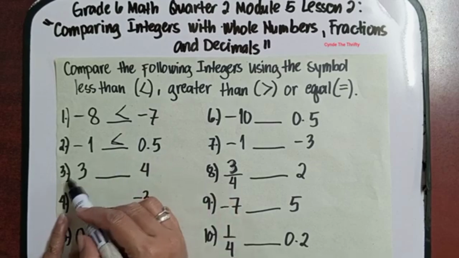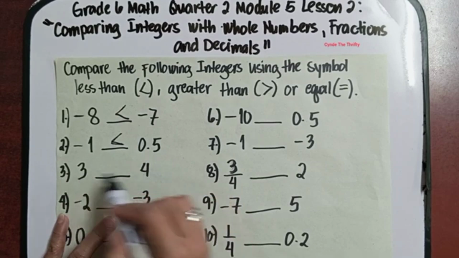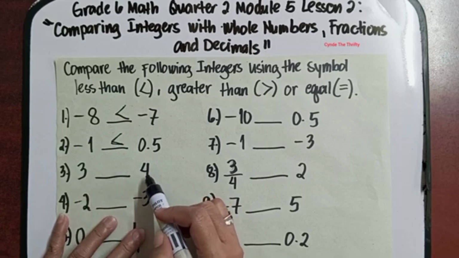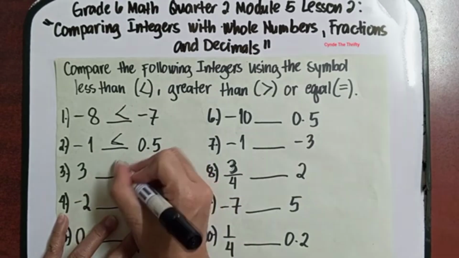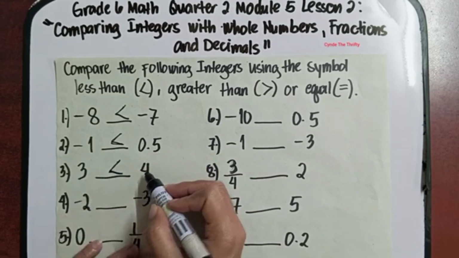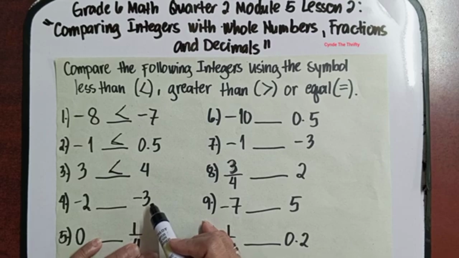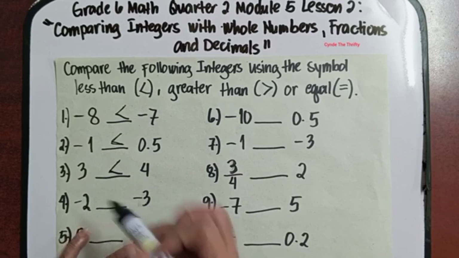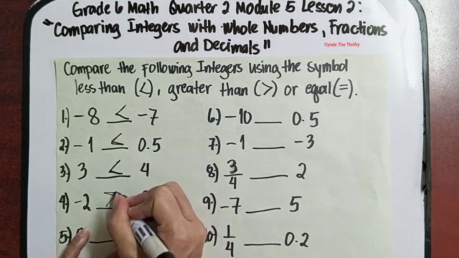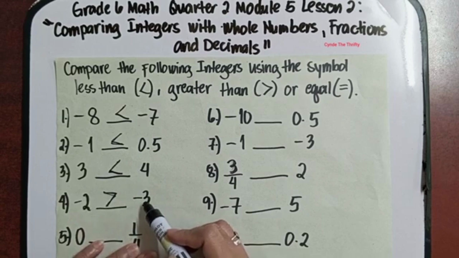Next, number 3. Let's compare 3 to 4. They are both positive. Which one is greater? 4. So 3 is less than 4. 3 is smaller than 4. Next, negative 2 and negative 3. What is our answer? Negative 2 is greater than negative 3, because negative 2 is closer to 0. So its value is greater than negative 3.